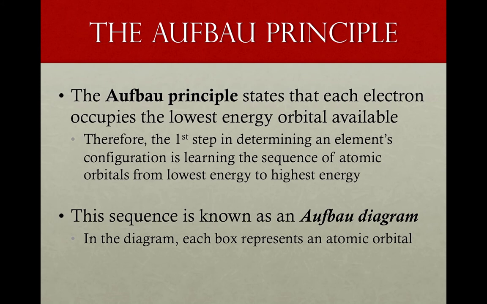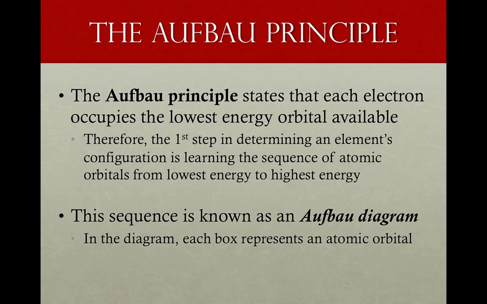We're going to talk about a couple of principles and laws and theories that have helped figure out electron configurations. The first one is called the Aufbau principle. This is the principle that states each electron occupies the lowest energy orbital first. Again, nature always tries to take the easiest route.